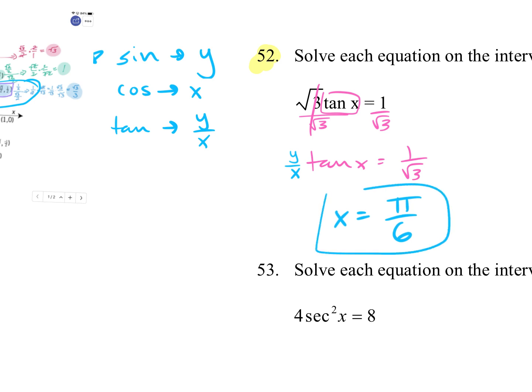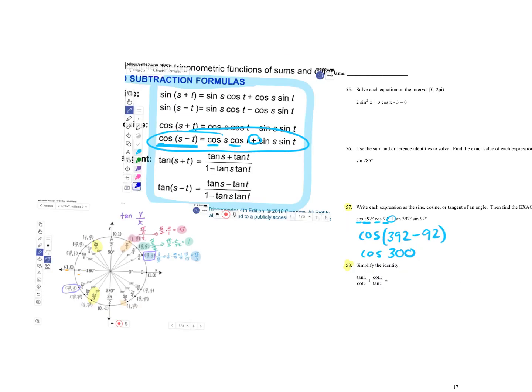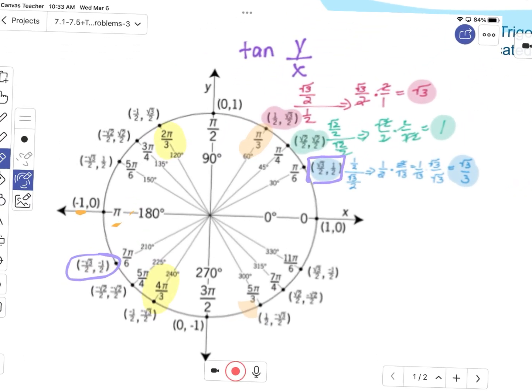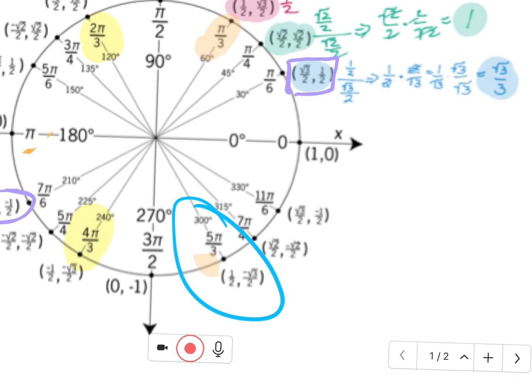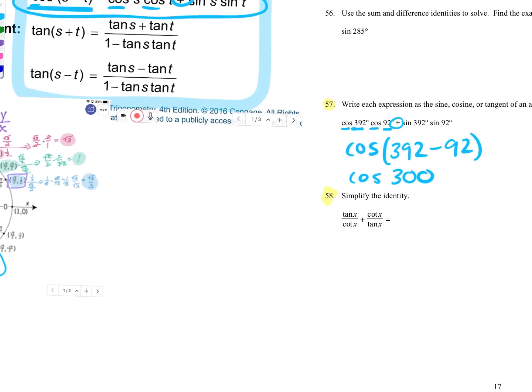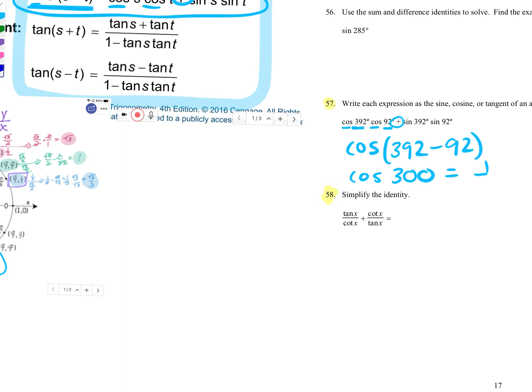So here, once you get your trig function all by itself, go to the unit circle. Remember, sine is y, cosine is x, and tangent is y over x. So we go to 300 degrees, which would be here. Is cosine x or y, which one? Cosine's x. So our x value here would be 1/2. So cosine of 300 is 1/2.